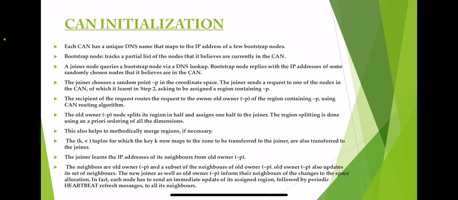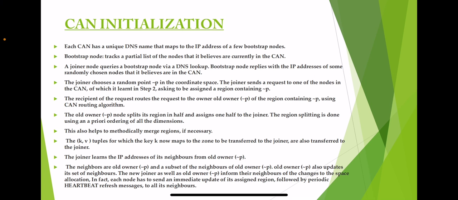CAN initialization. Each CAN has a unique DNS name that maps to the IP address of a few bootstrap nodes. So what's a bootstrap? It tracks a partial list of nodes that it believes are currently in the CAN. A joiner node queries a bootstrap node via DNS lookup. The bootstrap node replies with the IP addresses of some randomly chosen nodes that it believes are in the CAN.